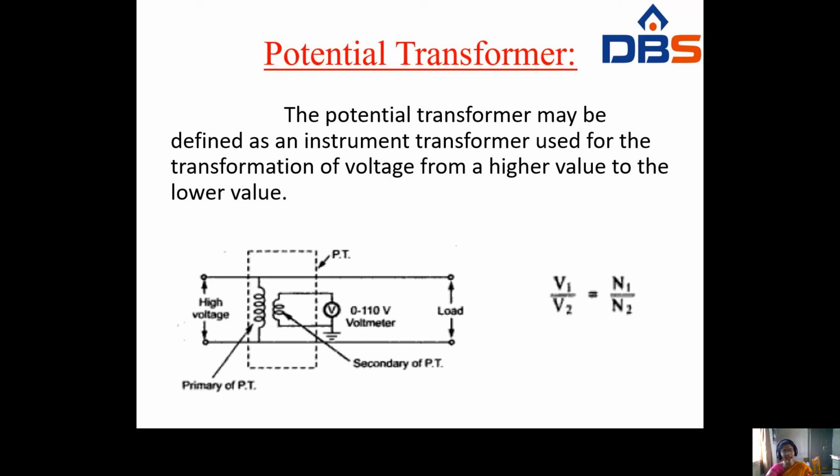This also has a primary winding with a high number of turns and a secondary winding with a low number of turns. For the primary, you give the high voltage. On the secondary side you connect a voltmeter, and the primary is connected to the load. In a potential transformer, V1 by V2 is equal to N1 by N2. That means the voltage across any winding is proportional to the corresponding number of turns.